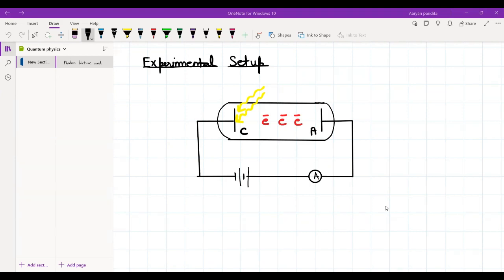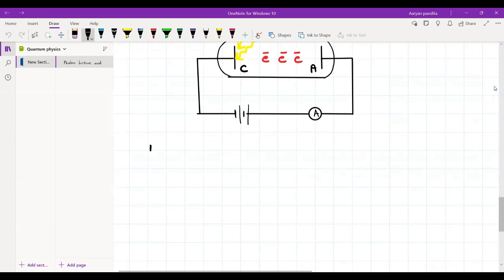Now this anode potential can be positive as well as negative with respect to the cathode, because the potential at the anode is arbitrary. We can have a potential which is positive with respect to the cathode, or we can have a potential which is negative with respect to the cathode. Now what happens when the anode potential is positive with respect to the cathode? We are taking the first case, when the anode potential is positive with respect to the cathode.